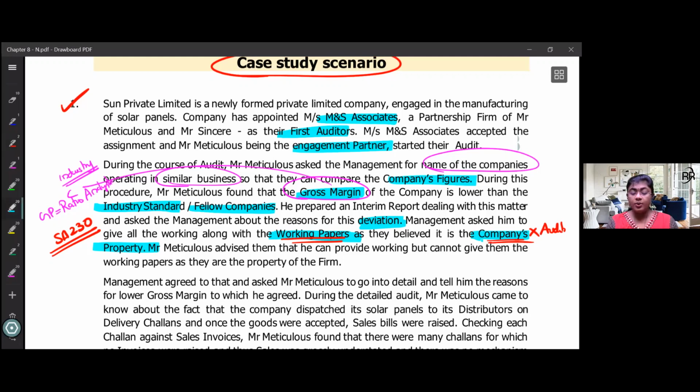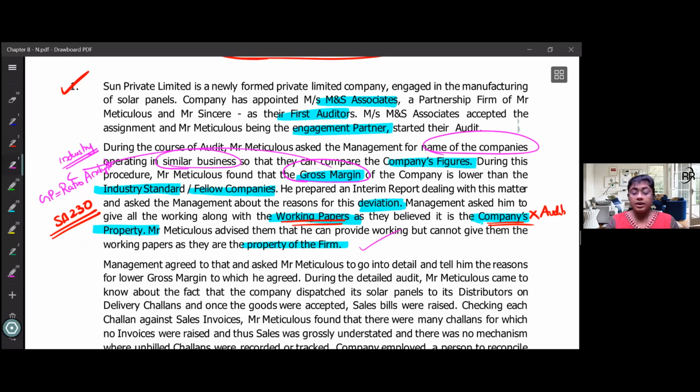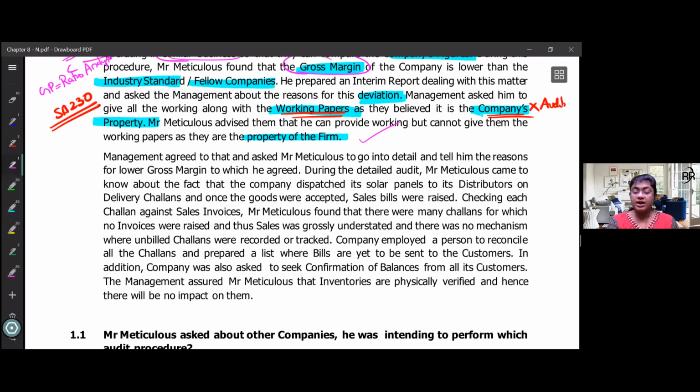Mr. Meticulous advised them that he can provide the working but cannot give them the working papers as they are the property of the firm. That's correct, no? It's the property of the firm. The management agreed to that and asked Mr. Meticulous to go into detail and tell them the reasons for the lower margin, to which he agreed. Okay, they're asking for the reason and going to hear the explanation.